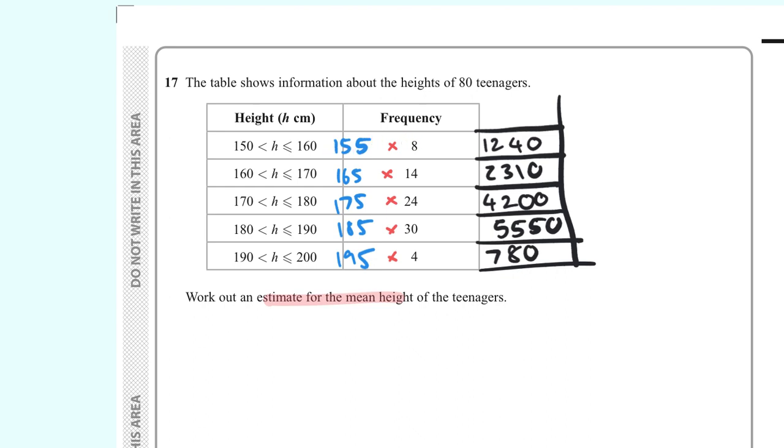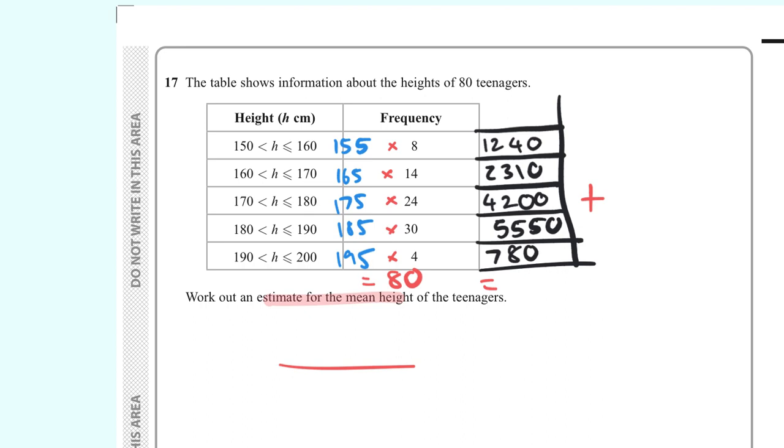There are 8 of them that have roughly 155, so we need to times that by 8 because that gives us all of that height. But then we've got all these other heights to add on as well. So we need to add up all of this column here, and that's going to be the top of our fraction. You know when you add them all up on the calculator, then divide by how many, and we're going to divide that by this total here, which is 80, which we worked out earlier. This is just all of the frequencies added up.